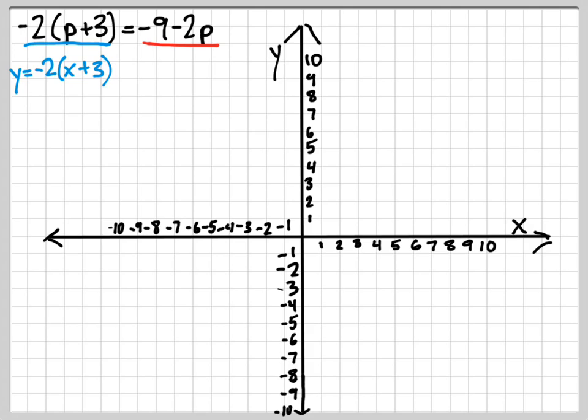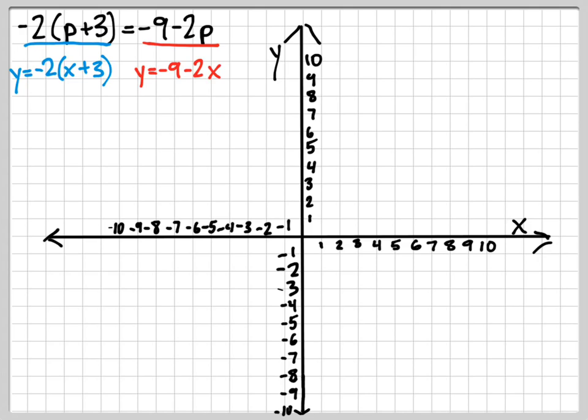I've taken my independent variable p and renamed it x, and I've merely stated that this is an expression which, if I put it in the input, will yield an output. On the other side, I'm going to say y equals negative 9 minus 2 times x. I've renamed my independent variable p as x, and I said if I input values for x, I'll get an output y.